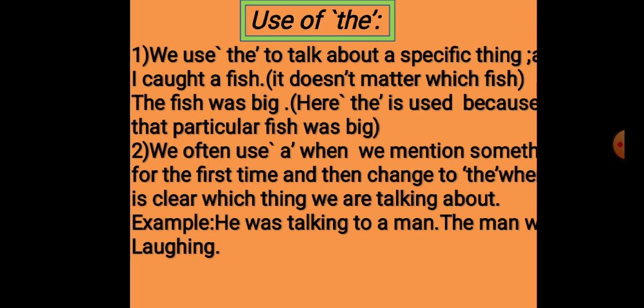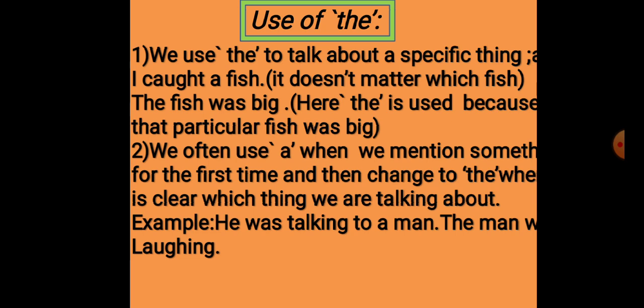Now see the use of the. Rule number 1. We use the to talk about a specific thing. I caught a fish. It doesn't matter which fish. The fish was big. Here the is used because that particular fish was big.